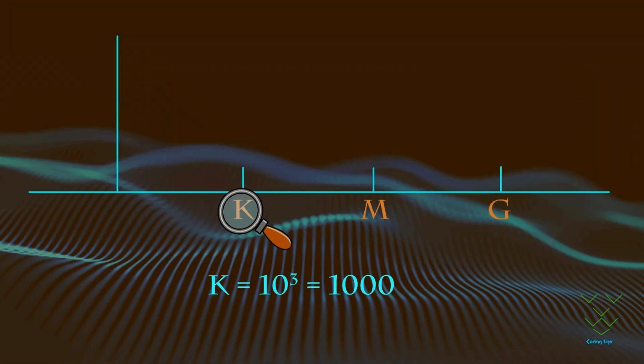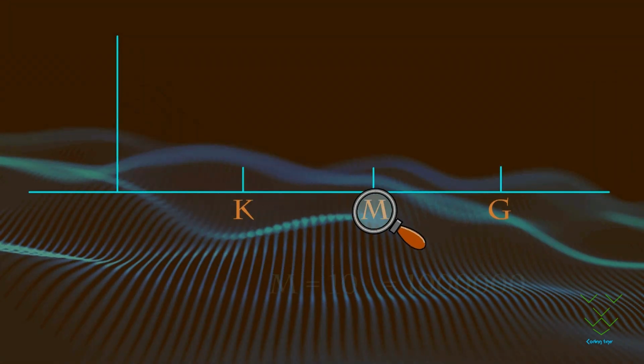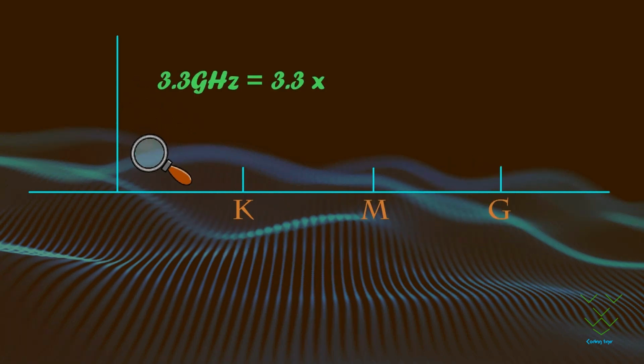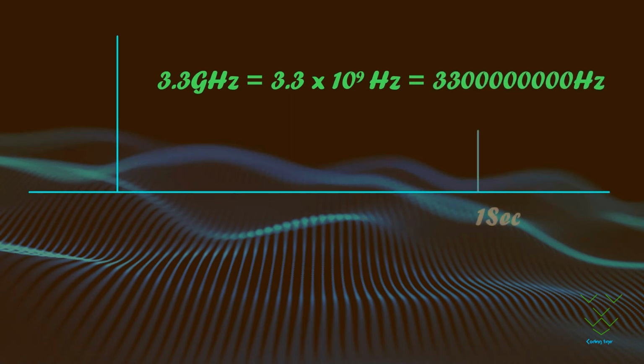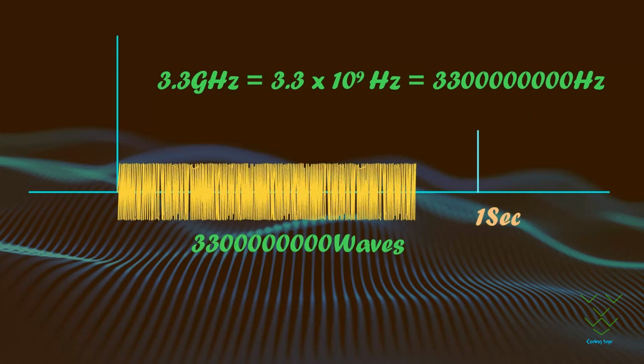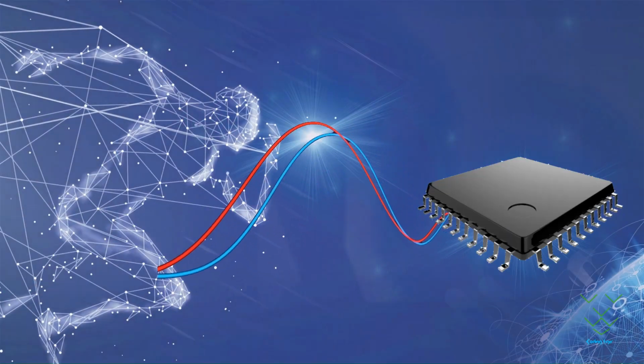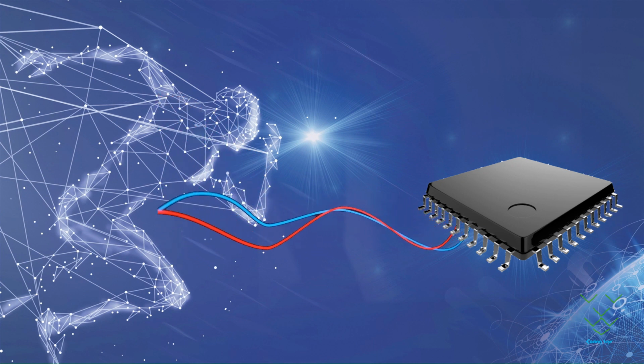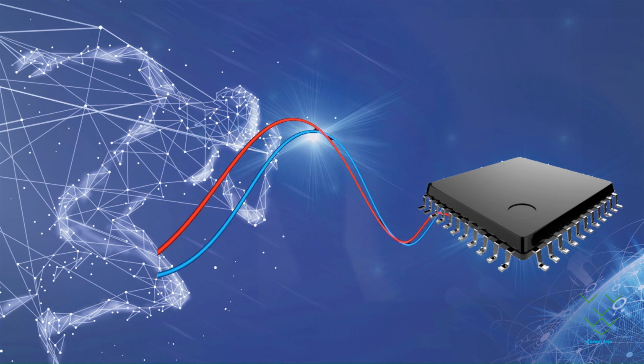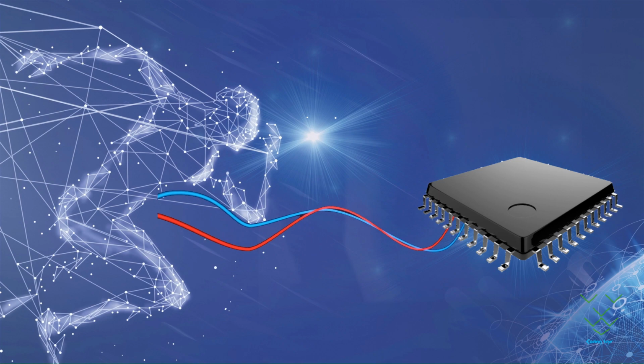What is gigahertz? The term giga represents 10 raised to 9. Now 3.3 gigahertz means 3.3 multiplied by 10 raised to 9 hertz. That means 3.3 multiplied by 10 raised to 9 waves per second. So now we see how hertz, the unit of frequency, came as the speed of the processor.